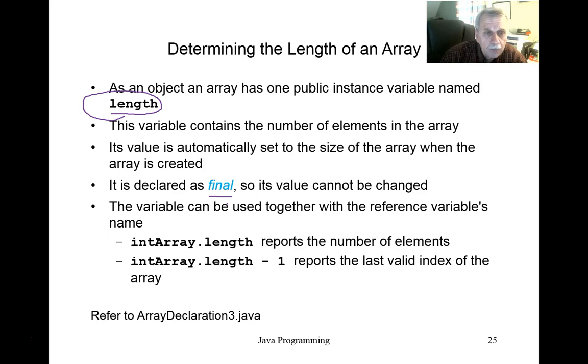The array cannot grow. The way we refer to this instance variable is by using the reference variable for the array, for example, int array, the dot operator, and then length. So the int array has this field called length, and this is how we make a reference to that field and examine its value. Because int array.length is an integer, we can use it in an expression. So if we were to say int array.length - 1, this would give us the value of the last valid index or subscript. Take a look at the application called Array Declaration 3, which demonstrates the use of this length variable.